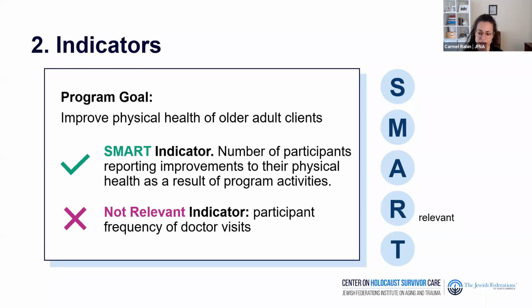We also want to make sure that our indicators are relevant, making sure that our indicators are directly relevant to the program goals we set out to achieve. Just because information or data is interesting doesn't mean that it shows directly your program's performance. So if the goal is to improve physical health, the number of participants reporting improvements to their physical health as a result of program activities is directly tied to that goal.